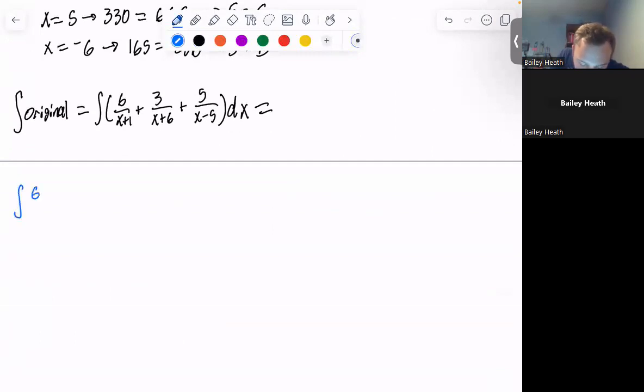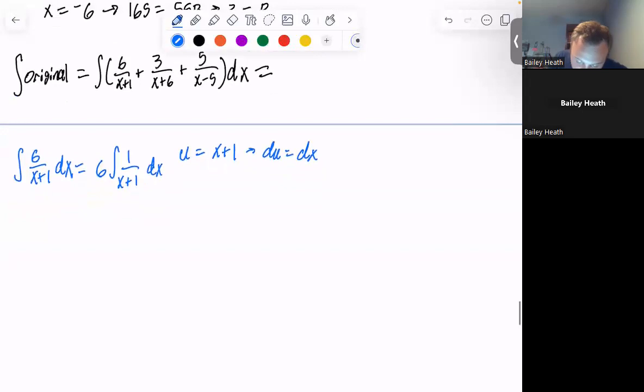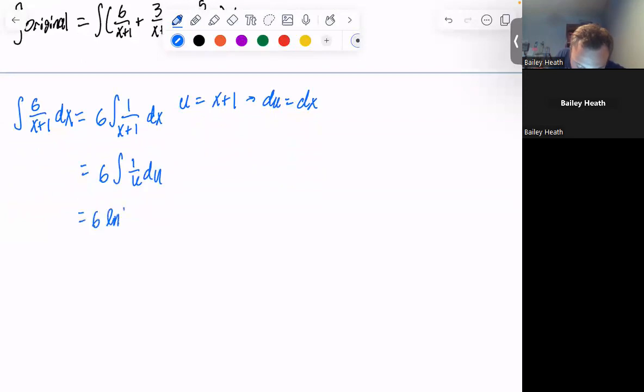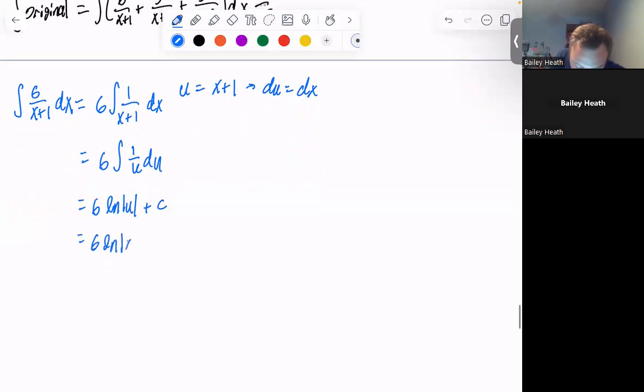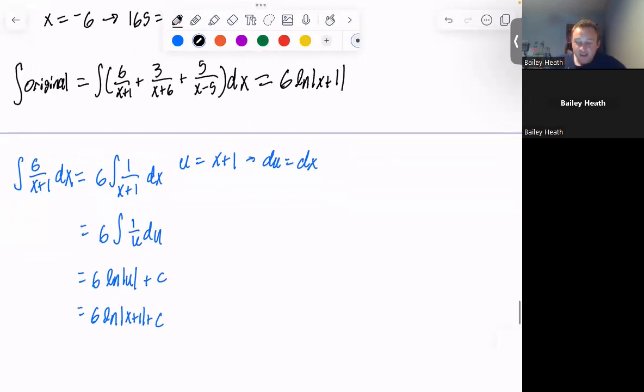The integral of 6 over x plus 1 dx is the same as 6 times the integral of 1 over x plus 1 dx. If I let my u be x plus 1, then my du is just dx. Now this becomes 6 times the integral of 1 over u du, and that integral is ln of the absolute value of u. So we end up with 6 times ln of the absolute value of x plus 1, plus c. So that's what that first integral comes out to.